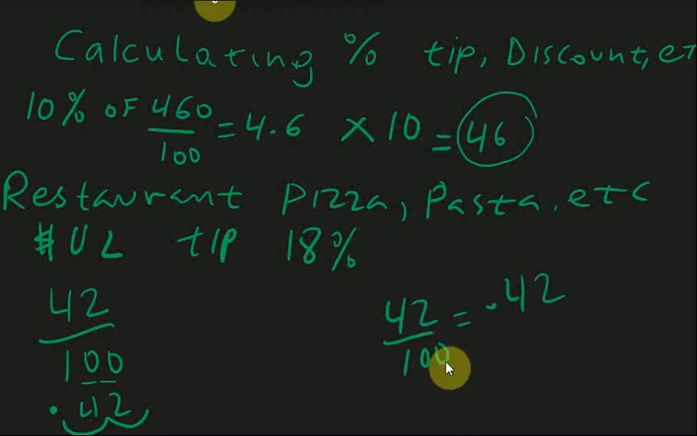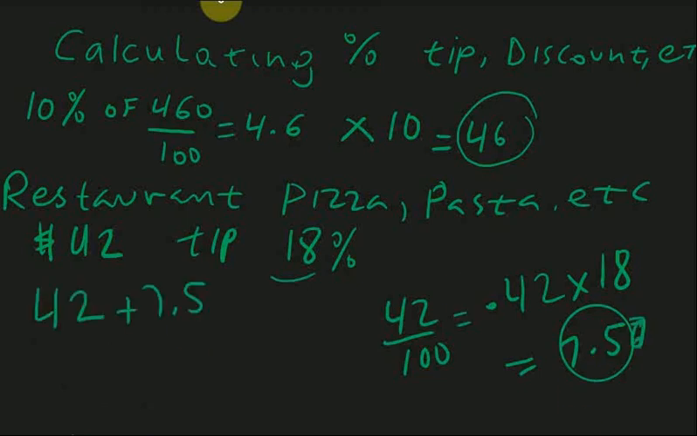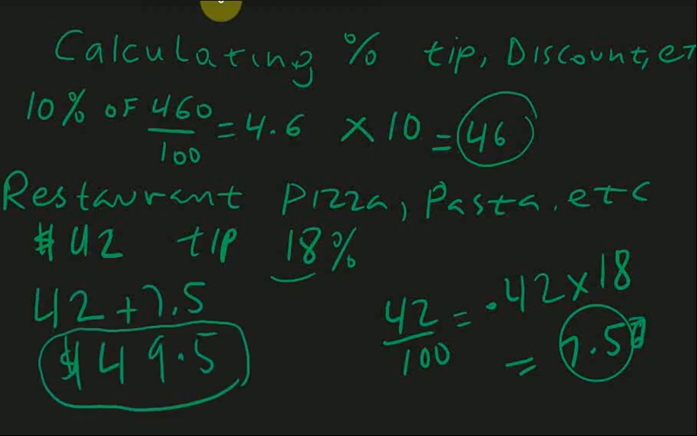So you divided by 100, you got 0.42, right? And then you multiply by 18. Very simple. All right, this is 7th grade, okay, for calculating discount, tip, the percentage. So 7.5. How much will you pay in tip now? 42 plus 7.45. This is going to be the total you will pay. You will pay 49.5, right? So this includes the tip.